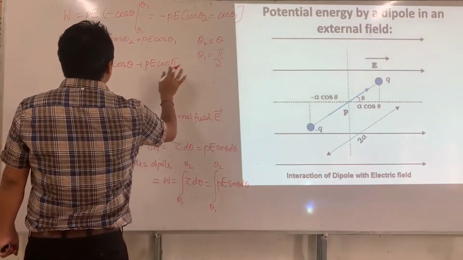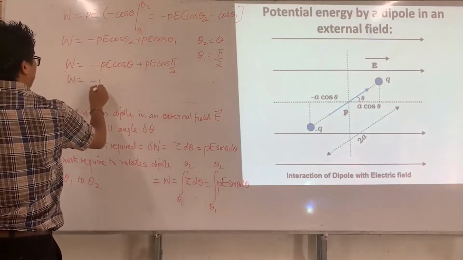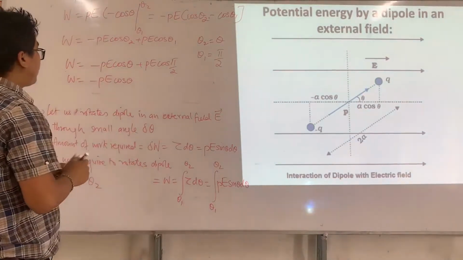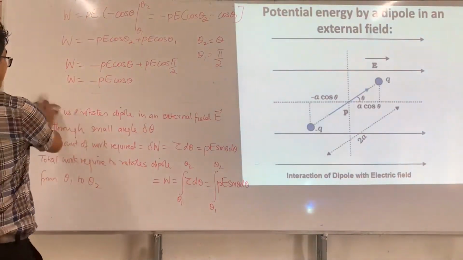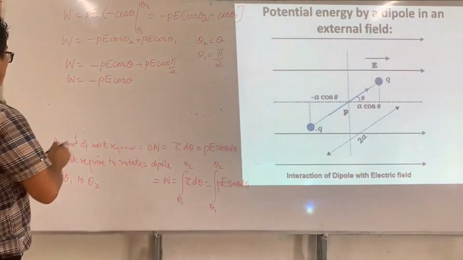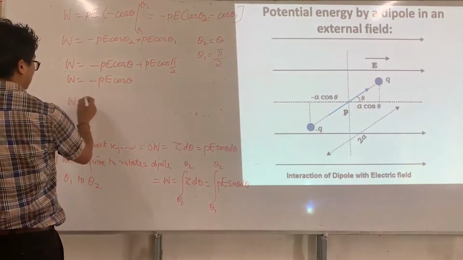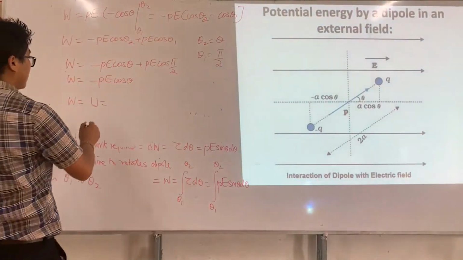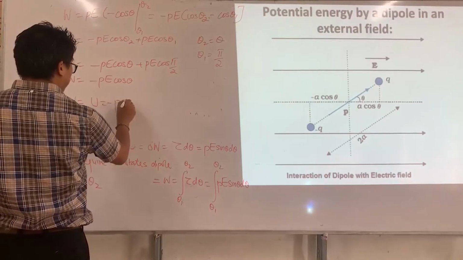Alright, so this is going to be 0, and this is the final expression. Now this can be rewritten: this is a work, and work is stored as a potential energy. Therefore, this can be written like PE.